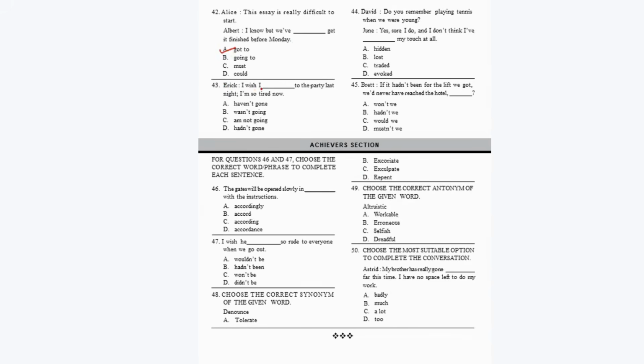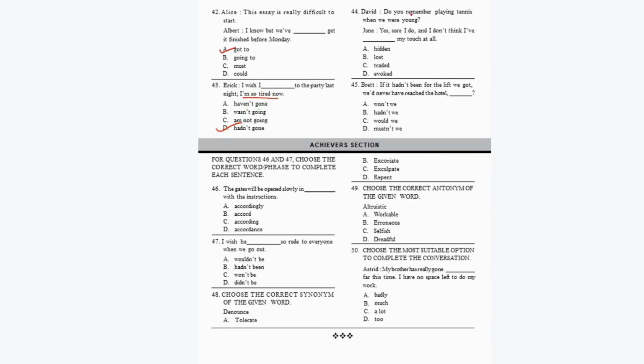Next, Eric: I wish I dash to the party last night. I'm so tired now. Okay, so you're regretting the action that you have done in the past, like last night. So it should be, I wish I hadn't gone to the party last night. So it should be option D.